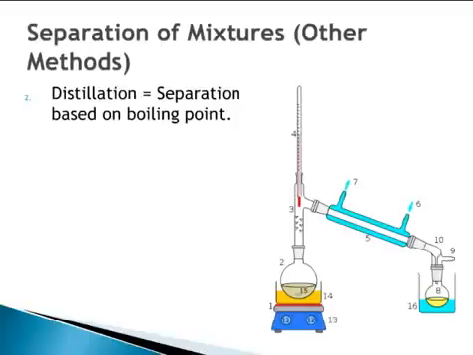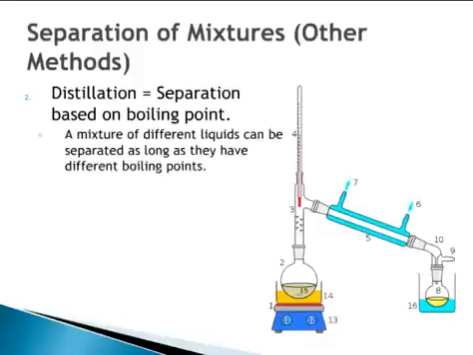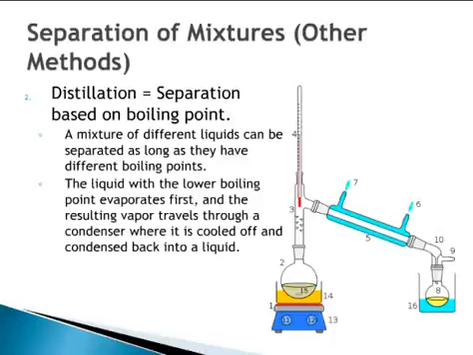A mixture of liquids can be separated using a process called distillation, as long as the liquids have different boiling points. The liquid mixture is heated, and the liquid with the lower boiling point evaporates first. Its vapor travels through a condenser, which cools the vapor back to a liquid by surrounding it with cold water. The resulting condensed liquid is collected in a flask on the other end. The higher boiling point liquid is retained in the original flask.